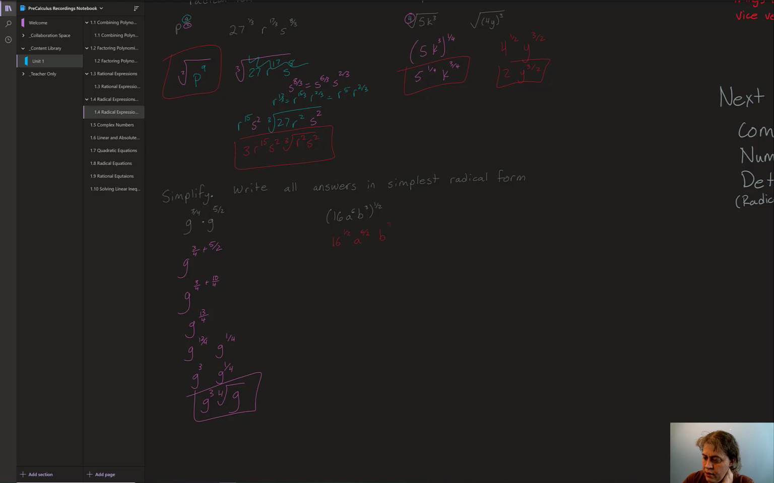And then b to the 3 over 2. So 16 to the 1/2 is 4. a cubed. This is going to be b to the 2 over 2, b to the 1 over 2. So 4a cubed b and 1 b stuck inside the house. Boom.